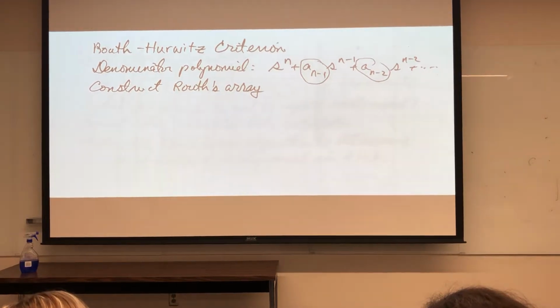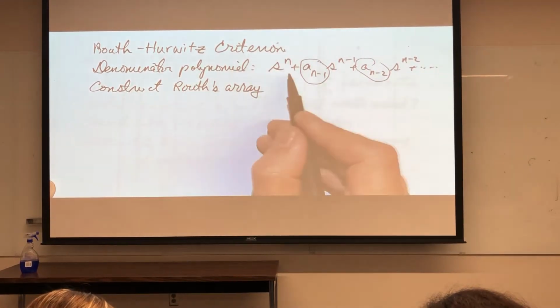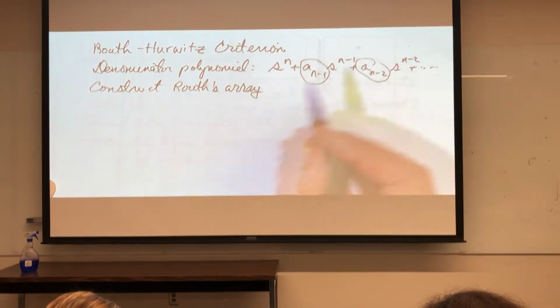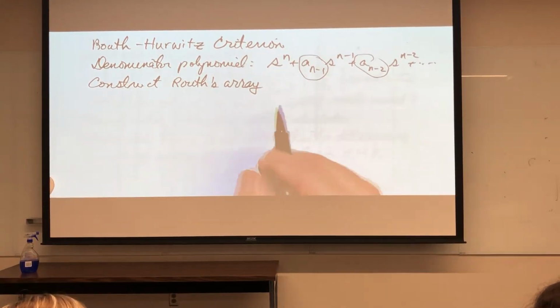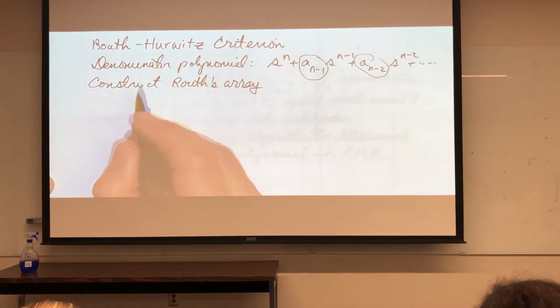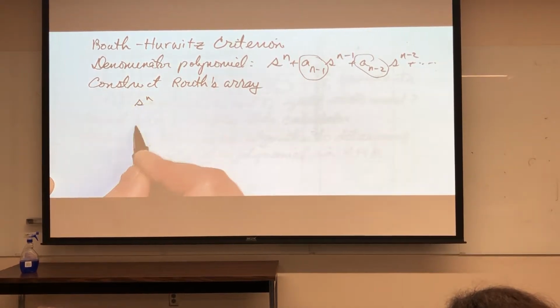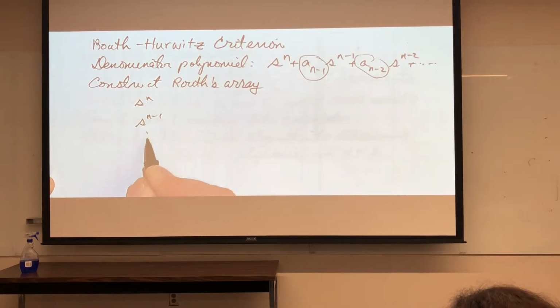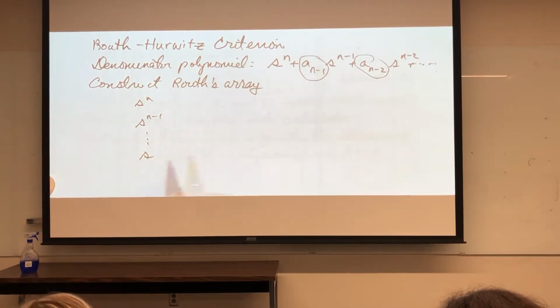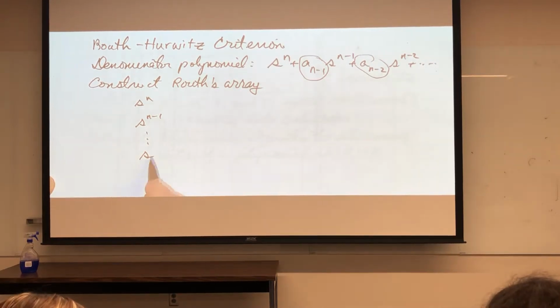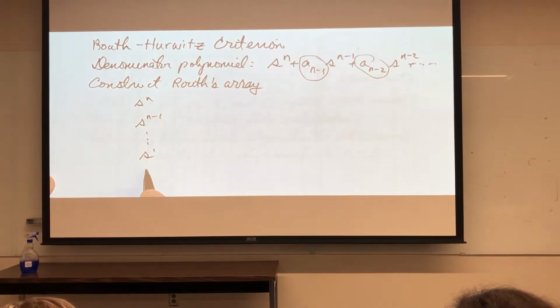Okay, and this is what the array looks like. This is an nth order polynomial, n is a number, so we first make a list of all the rows that are going to be in the array. We do this, s to the n minus 1, continue on down. The last one will be s, and then s to the 0 is just equal to 1.